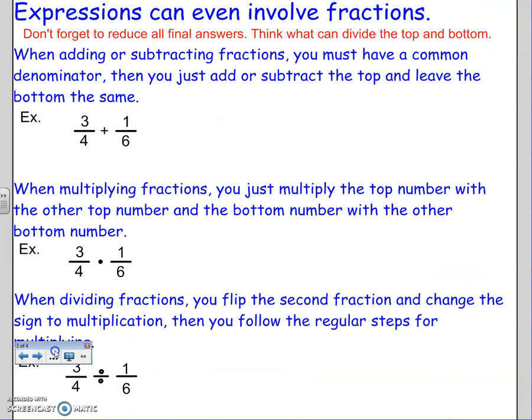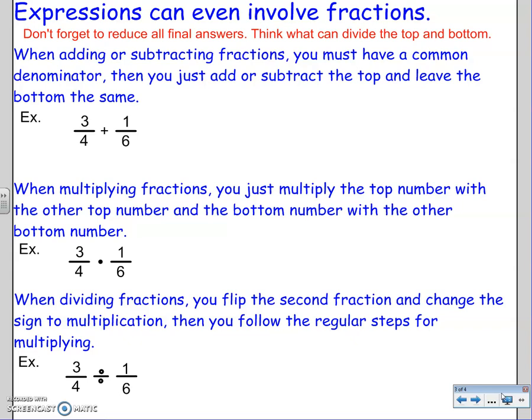All right, we also have a lot of fractions in this class. So make sure you know how to work with them. Also, don't forget to reduce all final answers. Think what can divide the top and bottom. So first, when adding and subtracting fractions, you must have a common denominator. Then you just add the tops together, or subtract the tops together, depending on what the sign is, and leave the bottom the same. So right now I have 3 over 4 plus 1 over 6. To make the bottoms match, you could multiply the 6 times 4 over 24 and the 6 times 4 over 24.